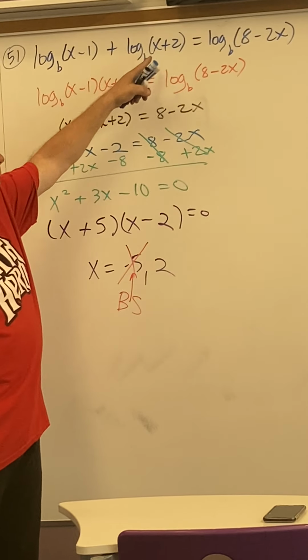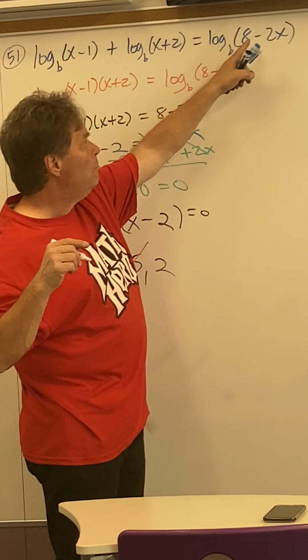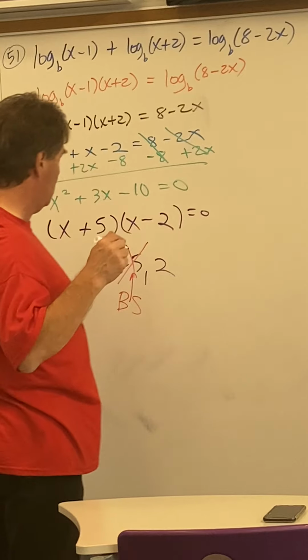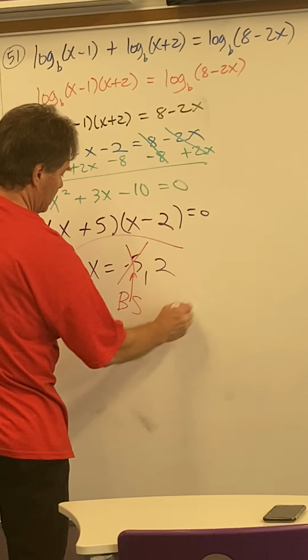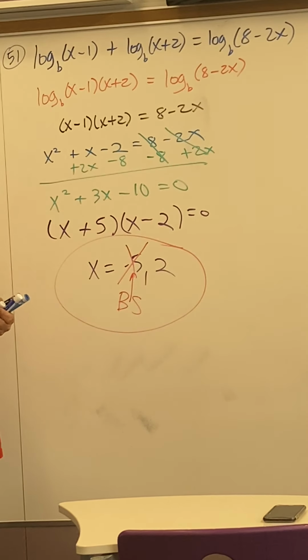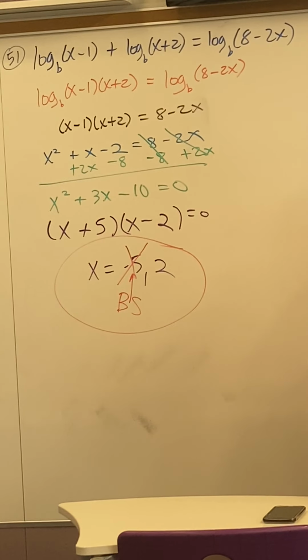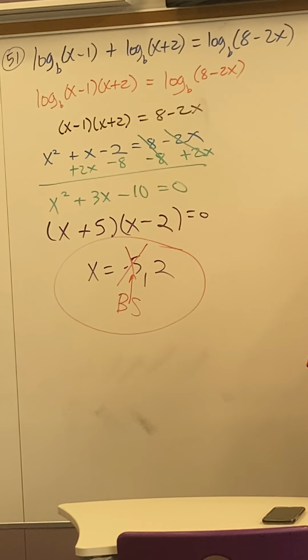2 plus 2 is 4, that one's good. 8 minus 2 times 2 is 8 minus 4, that's 4, that's good also. So 2 is a good solution, so there's the answer. Because that one's bogus, just one answer. How about that? Okay, I think there might be one more, maybe not.